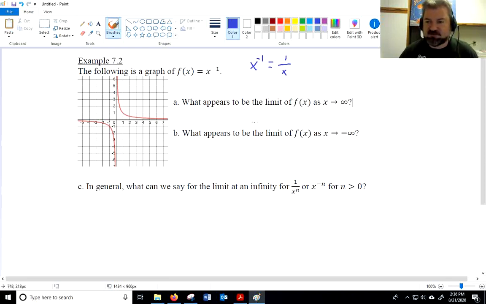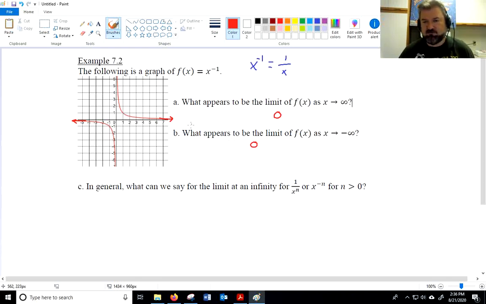What appears to be the limit as x goes to infinity? Well, I hope you can see that it appears to be going towards 0. And what appears to be the limit as x approaches negative infinity? As x goes towards negative infinity, I hope you can see that that is also going towards 0.